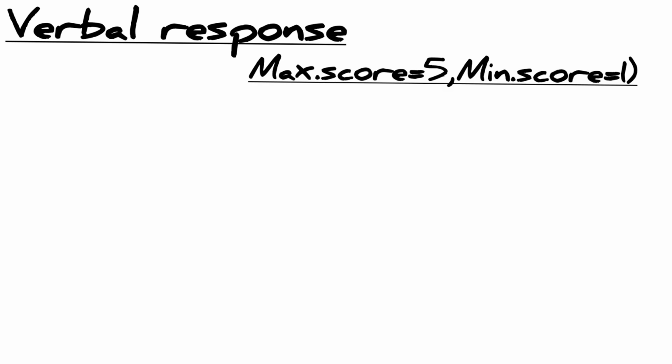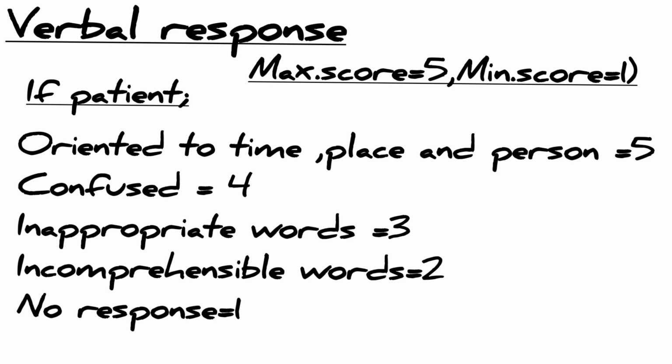Now let's go to the verbal response. The verbal response has a total score of 5, the highest being 5 of course, and the lowest being 1. So we award 5 in case someone is oriented to person, time, and place. If the patient is able to correctly say the people they are with, and correctly say the place they are in, we award them a total of 5.